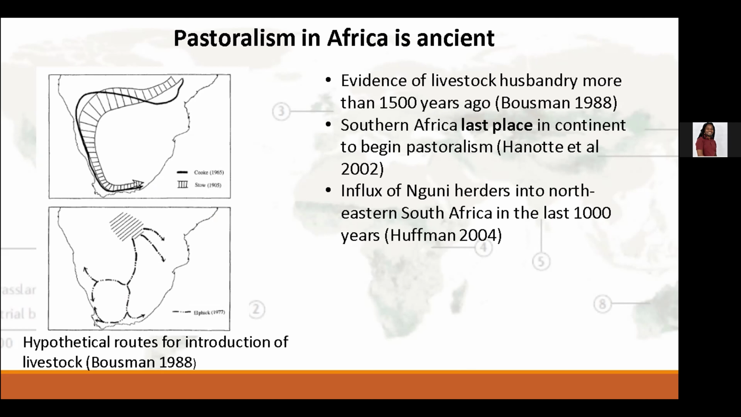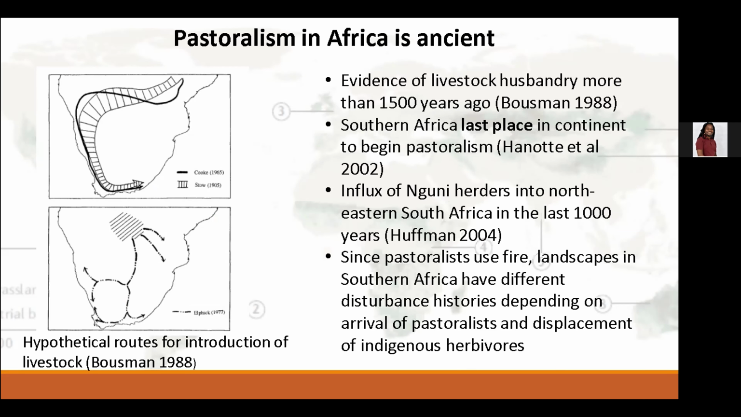And as you can see, we expect some changes in vegetation dynamics and ecosystem dynamics with the arrival of these people. It's either they've changed fire patterns, they've displaced the indigenous herbivores that used to persist, or we might suspect that they use the landscape differently.